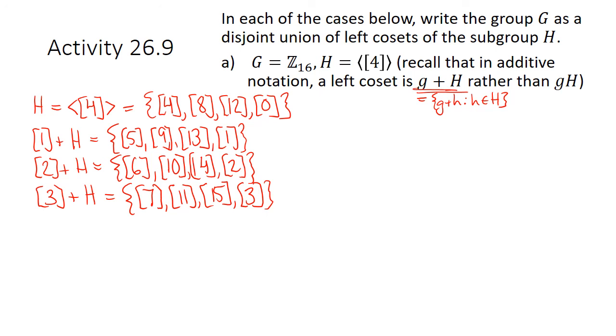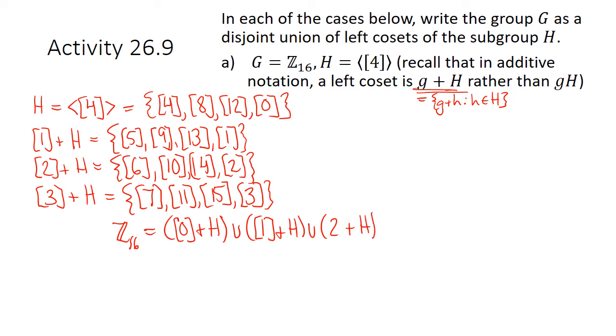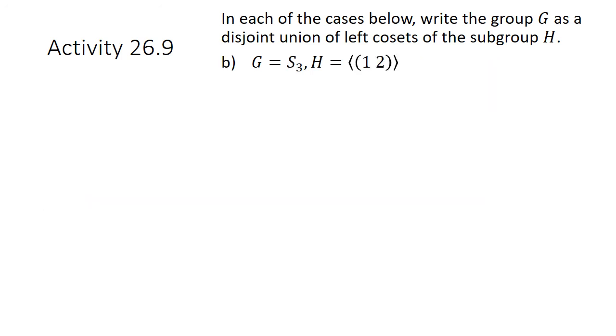So we can write Z16 is the union of all of these. For the first one I could call it [0] plus H. That's the original one. And then union [1] plus H, union [2] plus H, and then [3] plus H, and that is all of them. That's the whole Z16, and that's called a disjoint union because it's a union, and the four things in the union are disjoint.